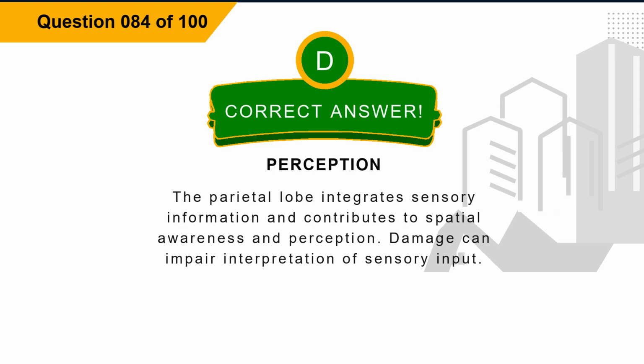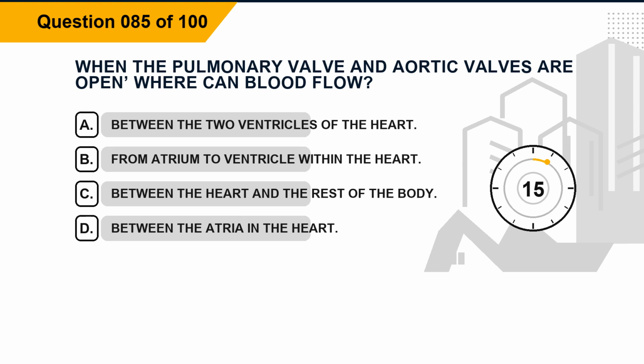Perception. Explanation: the parietal lobe integrates sensory information and contributes to spatial awareness and perception. Damage can impair interpretation of sensory input. Question 85. When the pulmonary valve and aortic valves are open, where can blood flow?